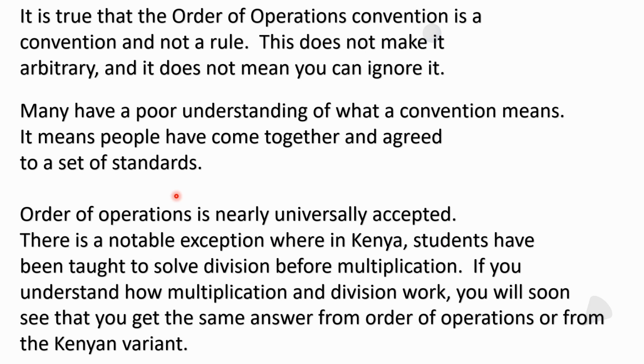There's a notable exception in Kenya where students, I think, were taught to solve division before multiplication. So it's a little different. But if you understand how multiplication and division work, you'll soon figure out that they get the same answer from their version of order of operations or from our version. If you were to flip that and say all multiplication is always before division, then you would get a different answer. But if you understand how multiplication and division work, you'll realize there's no difference in the Kenyan version from what we say: multiplication and division are equal and you solve them left to right.